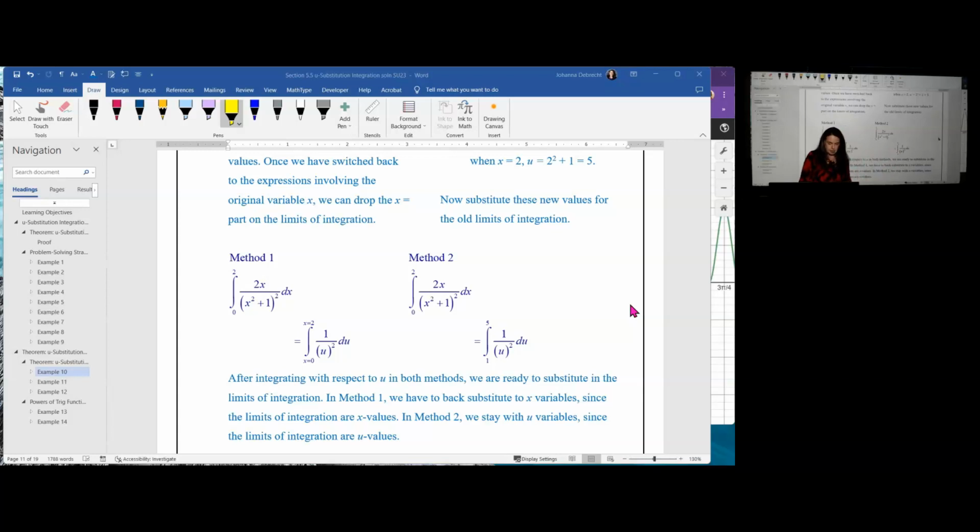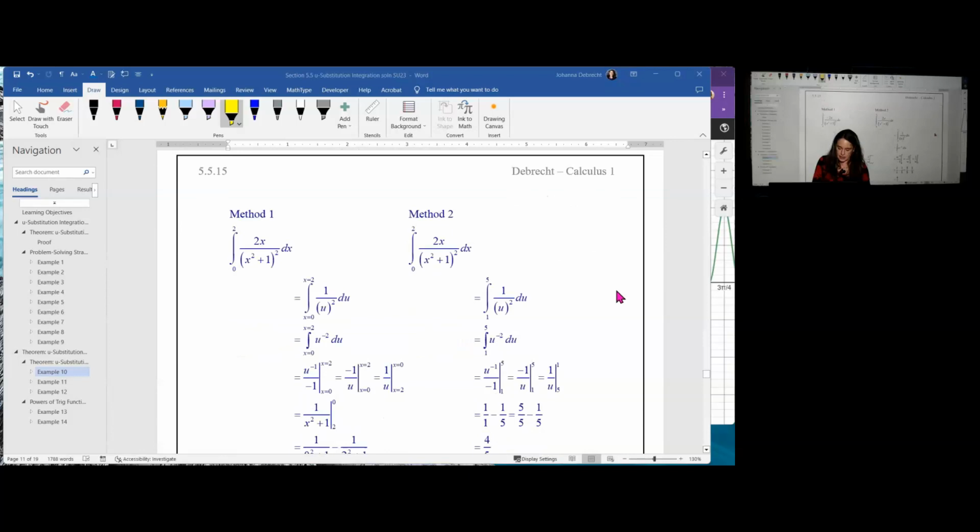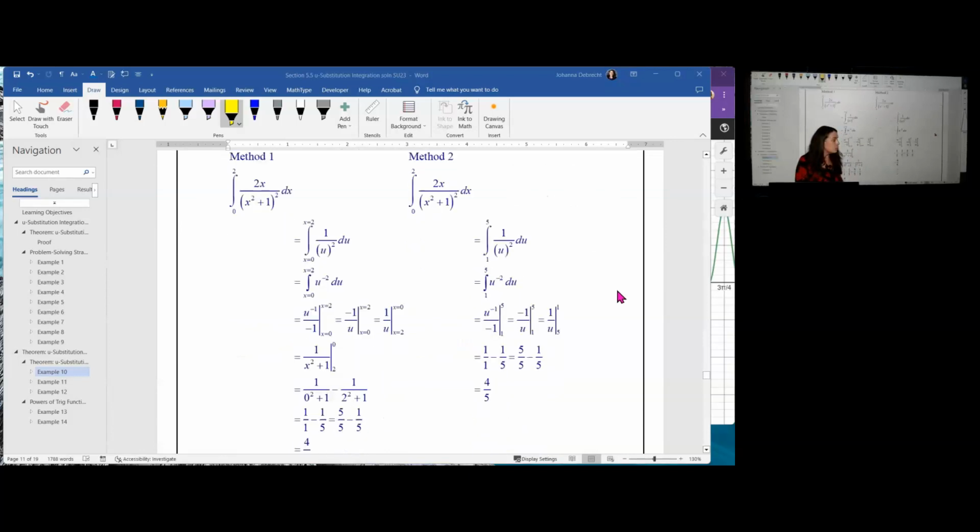Once I have this, I go ahead and integrate with respect to u exactly as I did in method 1, by writing it as u to the negative 2, integrating, and reversing the limits of integration to take care of the negative. I substitute the upper and lower limits of integration, and I get, again, 4/5 square units of area.